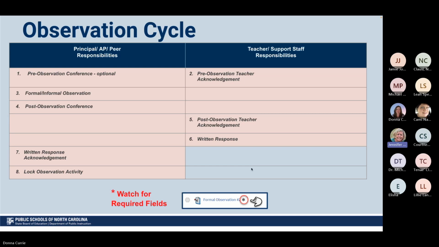At that point, the teacher would acknowledge that the post-observation happened, and they would submit a written response if they wanted to. That's totally optional. If they do submit a written response, the principal acknowledges the written response and then will lock the observation activity. So do watch for the little asterisks, because those are required fields to be able to close an activity.